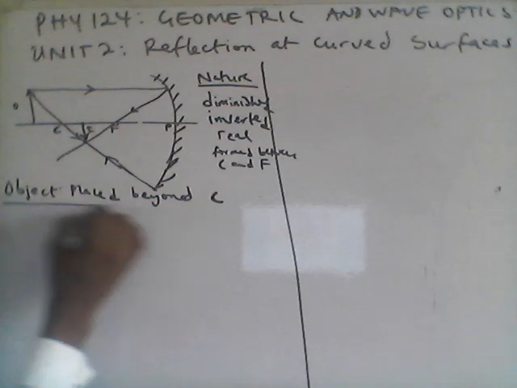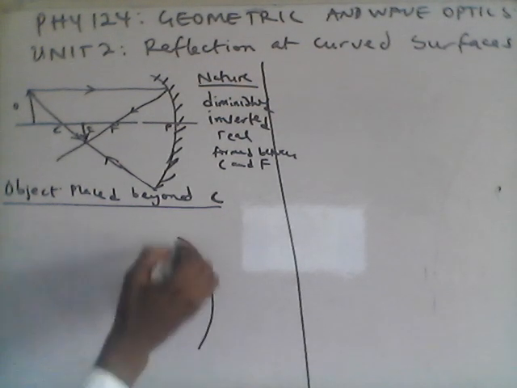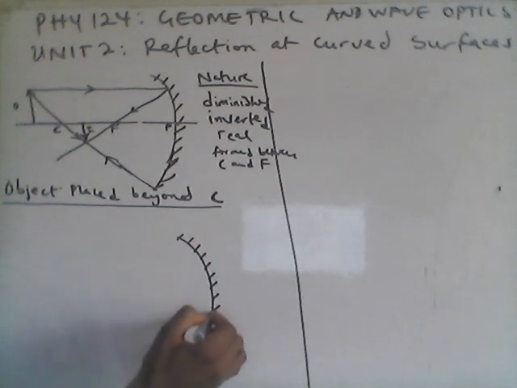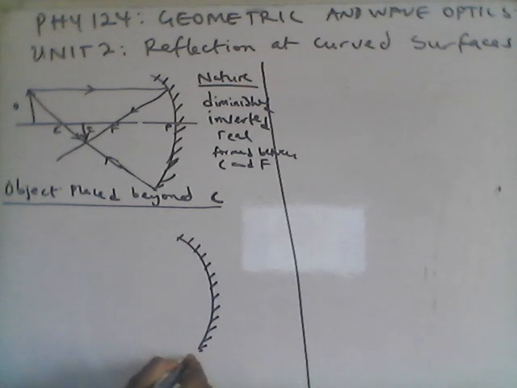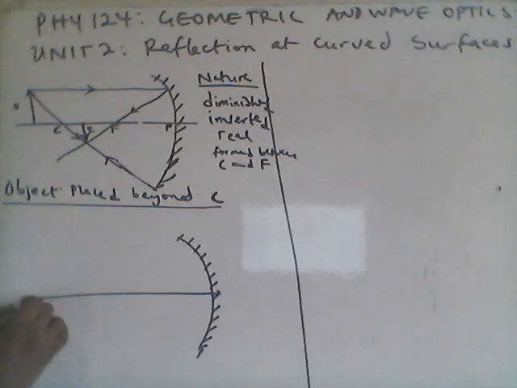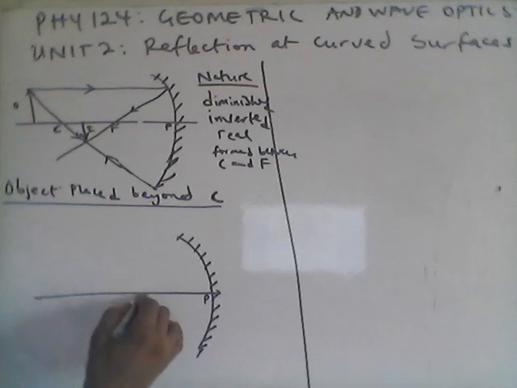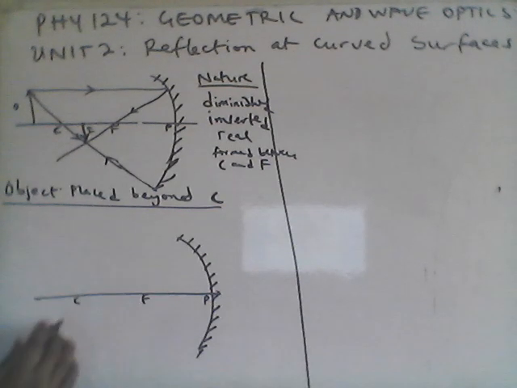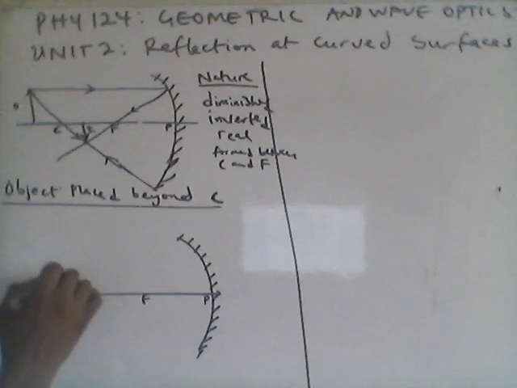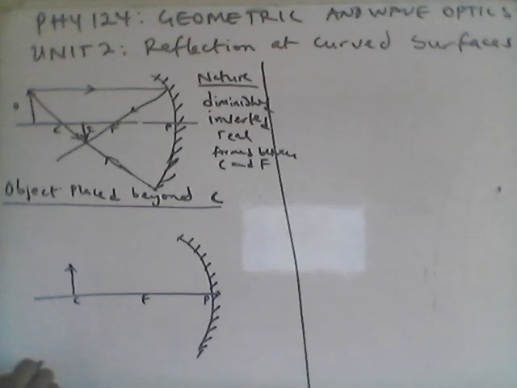Object placed beyond C. Now I have another positioning. This is the curved mirror, and this is the principal axis. If I have my pole here, P, my focal length, F, and my radius of curvature, C, and I place the object on C, then what we are looking at is objects placed on C.